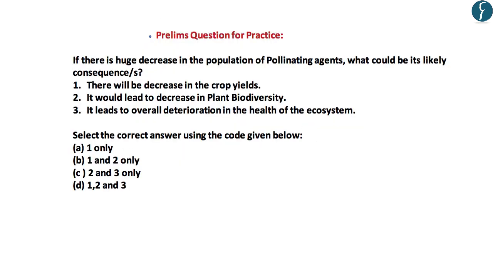3. So based on the discussion which we had so far, this would be a prelims question for the practice. Please go through this particular question and give your answer in the comment section given below. With this, let us now move to the next article.